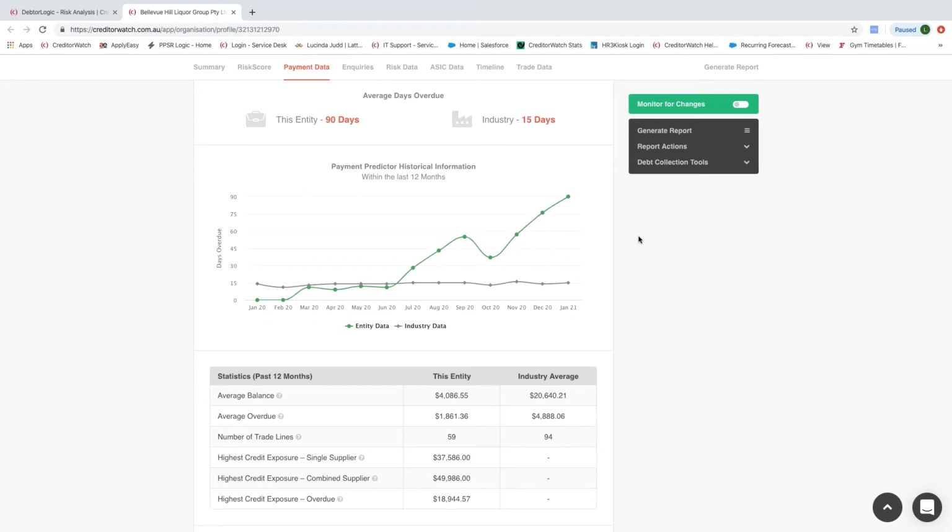So we'd definitely be using what's in Datalogic, and then also in conjunction with the risk score and the payment predictor information we're seeing here. This would be a great thing to look at if you're onboarding a new customer, just to see how they've behaved over the last 12 months in terms of paying their creditors.